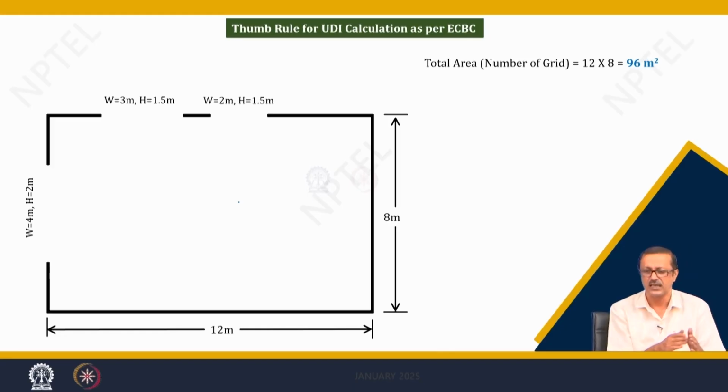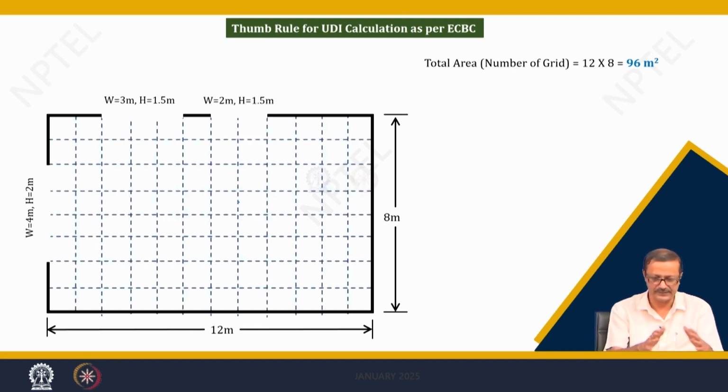And this is the thumb rule for the UDI calculations given as per the ECBC. Suppose we have an area of 12 meter by 8 meter. So, 12 meter by 8 meter is almost 96 square meter. So, I have 96 such grids of 1 meter by 1 meter.